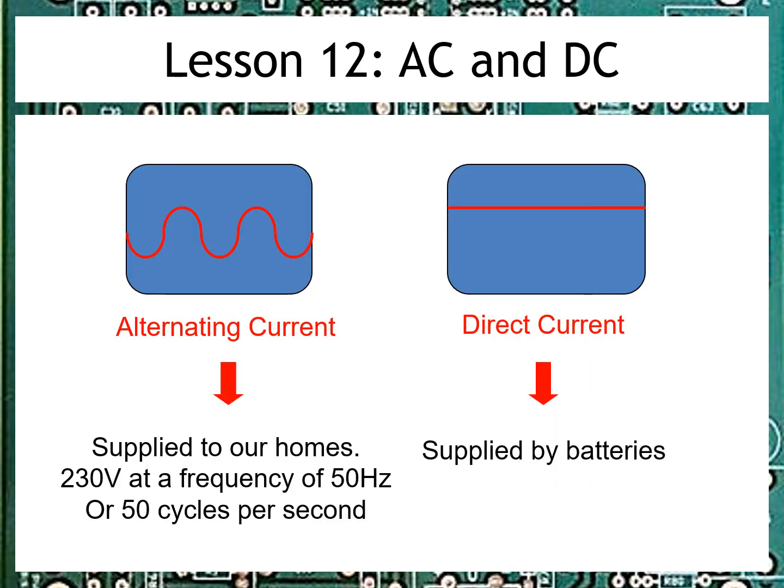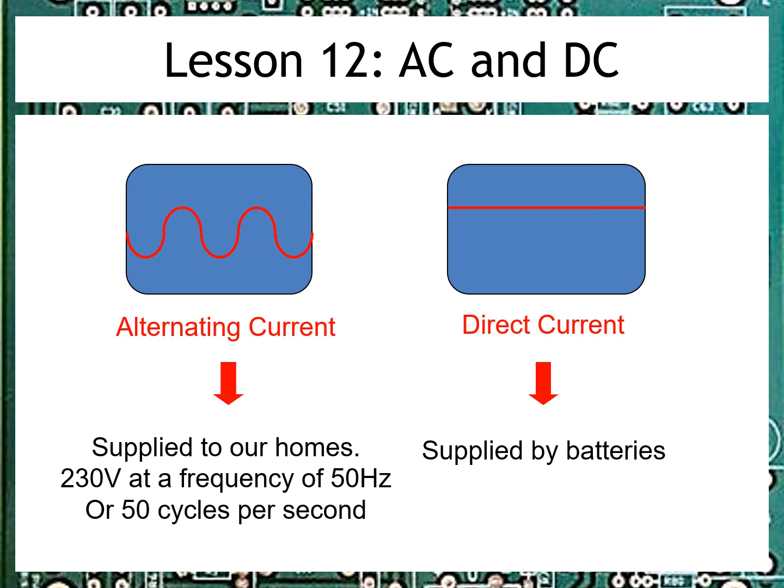Okay, so there are two types of electricity supply, AC, alternating current, or DC, direct current. And the alternating and direct refers to the direction of the current. There's our key word. So a DC or direct current continually flows around the circuit in one direction. Alternating current, on the other hand, continually changes direction. It flows one way around the circuit and then goes back the other way around the circuit.